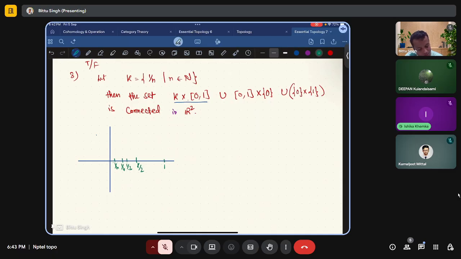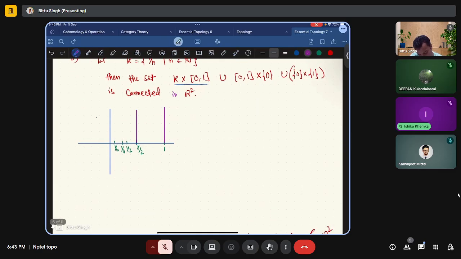So K cross [0,1], that means those are some vertical lines, something like this. This is 1 half, and similarly like this. Okay, so for example, this is 1 cross [0,1], and this is half cross [0,1]. So this is our K cross [0,1].